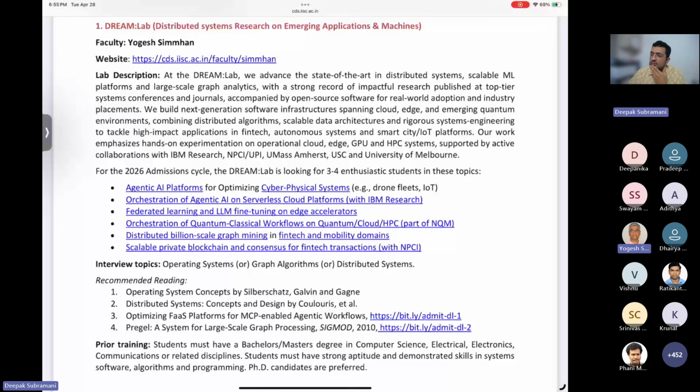Some of the specific topics we are looking at this year, as you can see listed over there: there is one theme that we have had running for the last year around agentic runtime platforms.